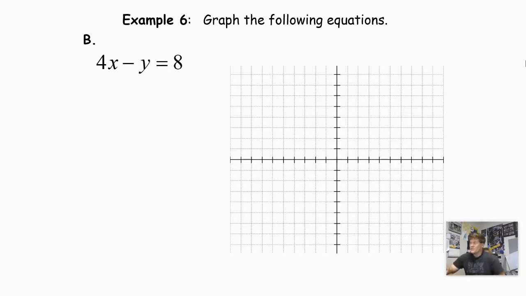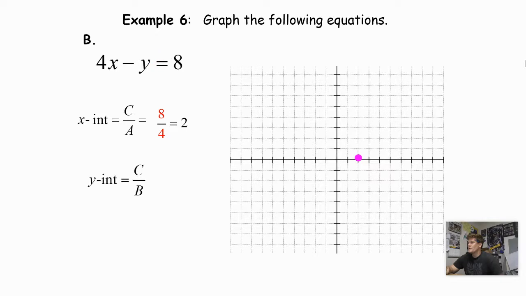Now, same thing. We're looking for the x-intercept. If I'm looking for the x-intercept, I don't care about the y. I'm taking the constant, which is 8, dividing it by the coefficient of x, which is 4. 8 divided by 4 gets me 2. So on that x line, put a point at 2.